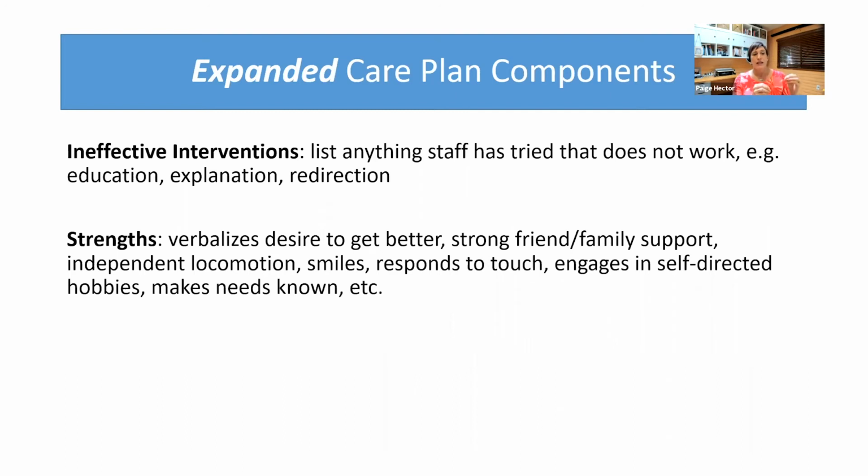When I say ineffective interventions here, it's basically anything that the staff has tried that does not work. So if we've attempted education or explanation or redirection and those things are not working, go ahead and put those on the care plan. Now the strengths. We can list those strengths in the care plan. There are different ways to go about this, so I don't want to make it seem like there's one formula or one style of a care plan. It's really individualized for you all.